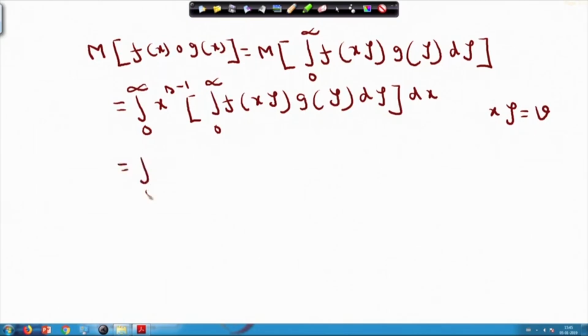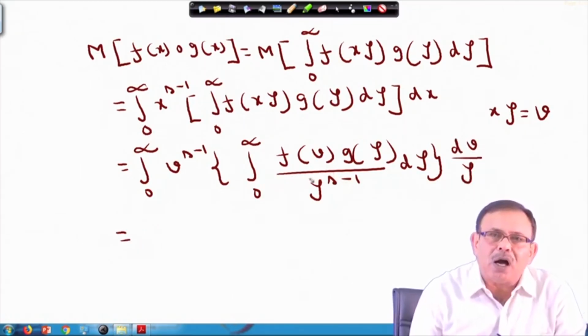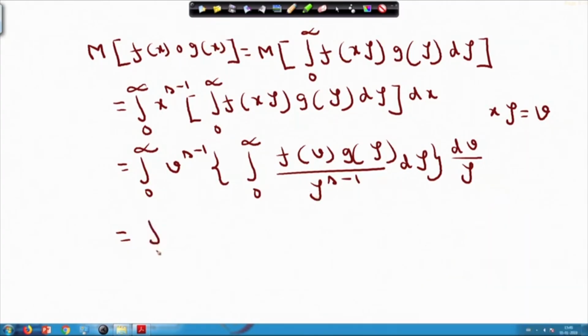If I substitute this, this will be equal to the integral from 0 to infinity of v to the power s minus 1, into the integral from 0 to infinity of f(v) into g(eta), divided by eta to the power s minus 1, d eta, into dv by eta. Writing this again, I can break it into two independent integrals, because the parameters v and eta are independent, I can separate them out and put them in two different integrals in this form.